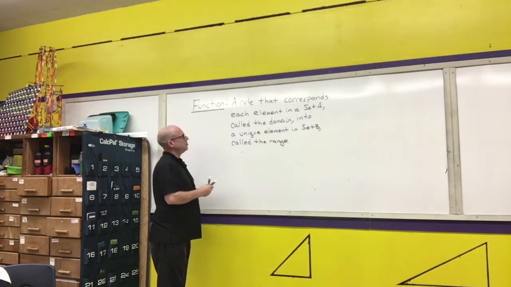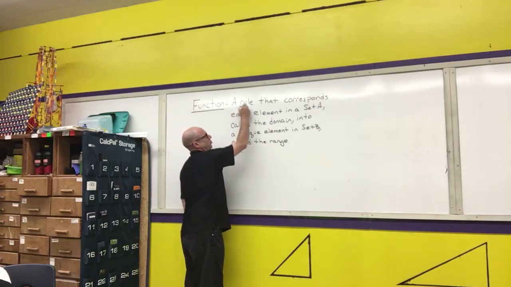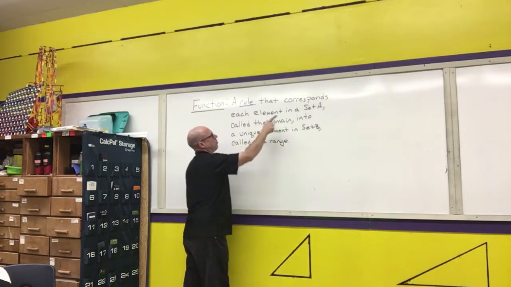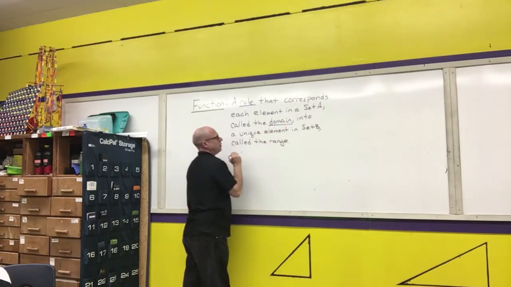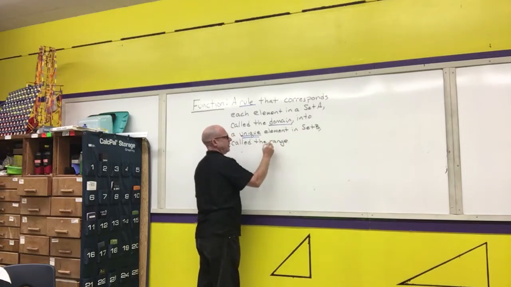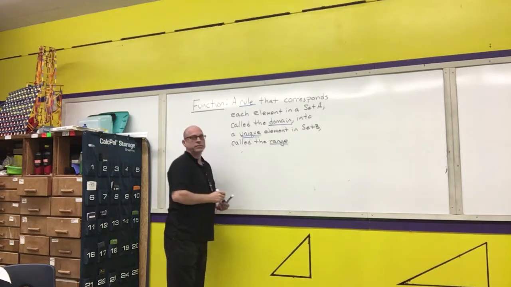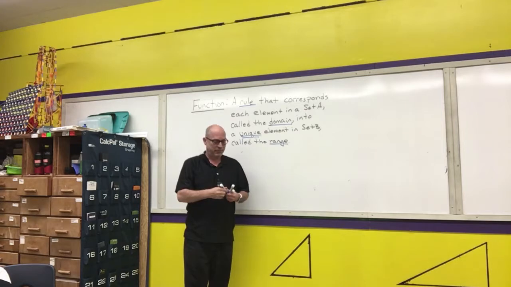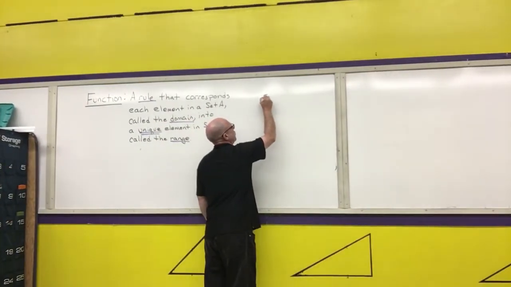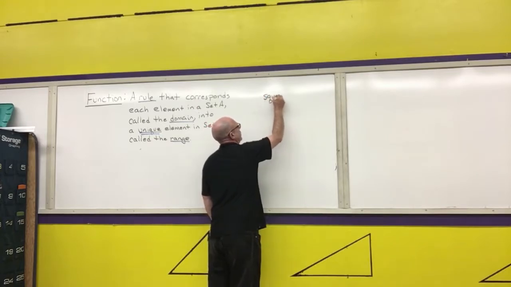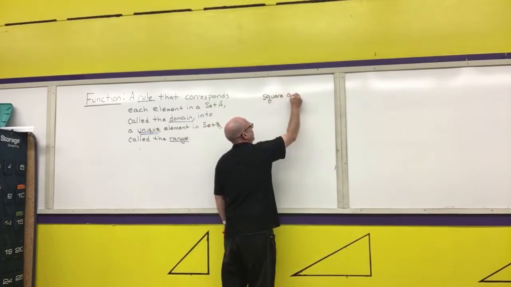Key things in the definition: a function is a rule. It corresponds elements in the first set, and that first set is called the domain, into unique elements in the second set, and that second set is called the range. For example, I have a rule: square a number.